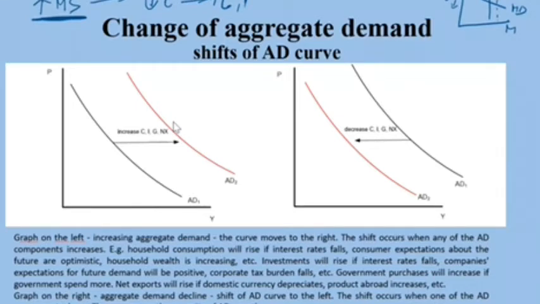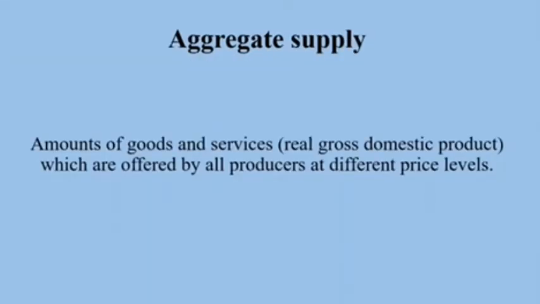So, as I said, when we talk about aggregate demand, the situation is quite easy. We got a downward sloping demand curve, and we know that behind the demand curve or aggregate demand, we got consumption, investment, government purchases, and net exports. When we talk about supply, the situation is more complicated.